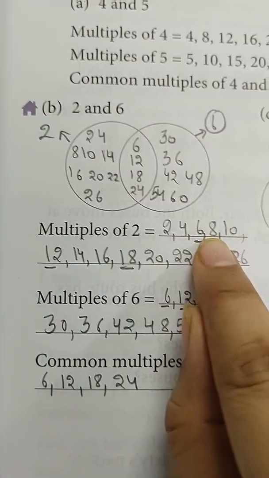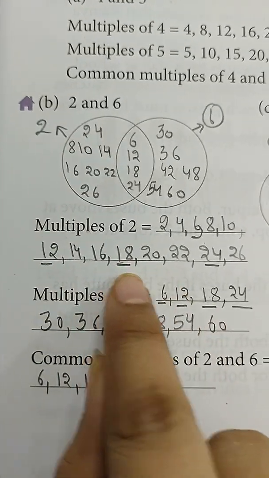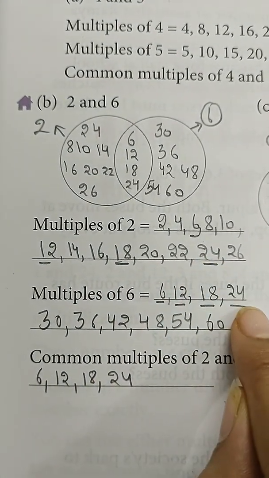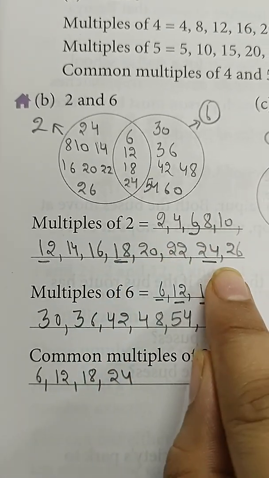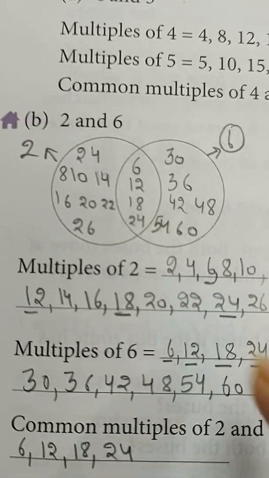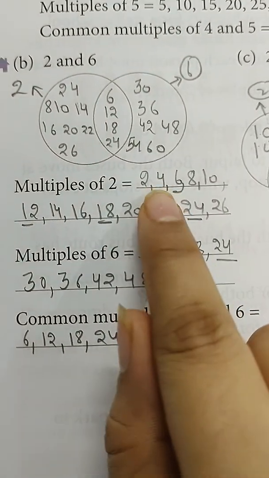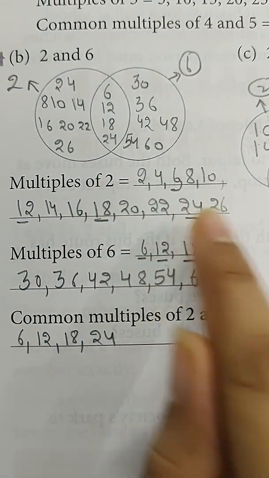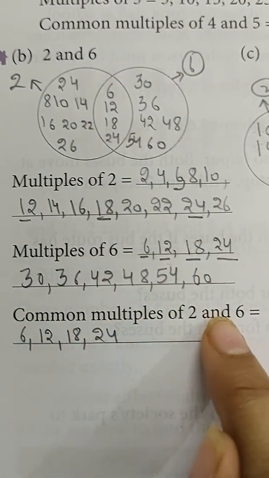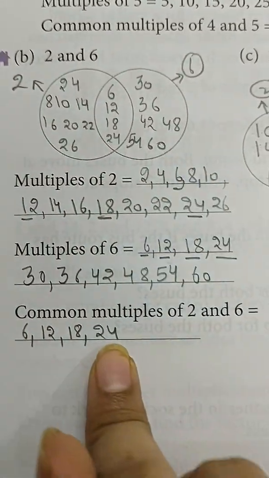So we have 6 as the first number, and then we have 12, then 18, then 24. Look, I have got one more multiple. So I have written here 6. As you can see, we have got all the multiples: 6, 12, 18, 24. So common multiples of 2 and 6 are 6, 12, 18, 24 as we have written.